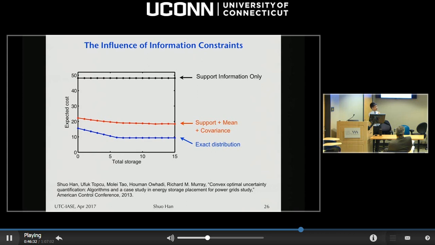There's a lot of details, but you may wonder how I can actually get the exact distribution. In this case, I'm mimicking that I have the exact distribution by taking a lot of samples. But the middle one is where I'm only giving the support plus the first and second moments of the distribution. Perhaps surprisingly, when I saw this, I wasn't expecting this at all. Just by incorporating the first and second moments of this distribution, you can get a lot of improvement from conventional robust optimization, which uses the support information.